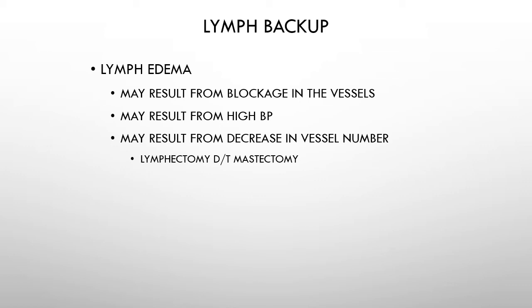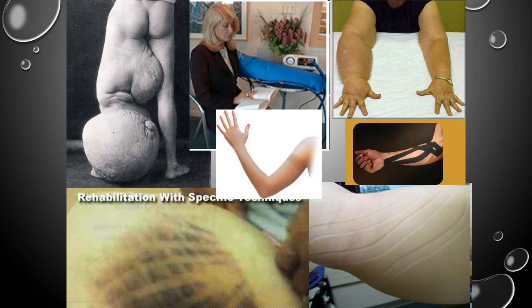If those vessels should happen to become blocked in any way, we're going to end up with lymphedema. Lymphedema is essentially swelling, but it's from the lymph itself. It's a decreased ability to drain the lymph from a particular area of the body. And so this can be quite great in terms of the amount of swelling that is there.